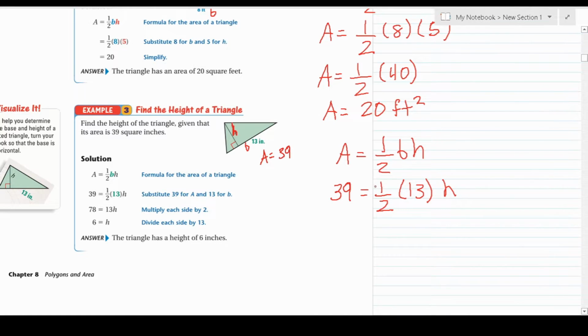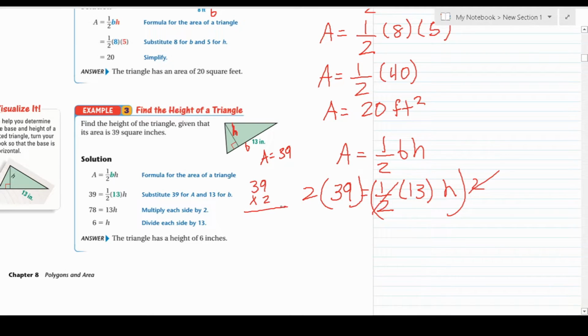Let's start by getting rid of this fraction, and I'm going to do that by multiplying both sides by 2. This is going to cross out 1/2. 39 times 2, let's do this off to the side. 9 times 2 is 18, carry your 1. 2 times 3 is 6, plus 1 is 7. So this becomes 78 equals 13h.